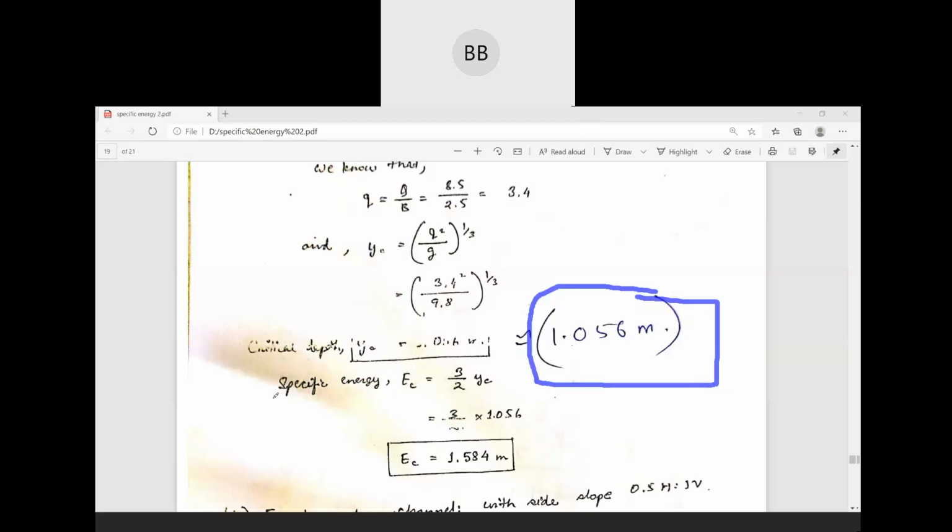Then you find out the specific energy. We all know it's 3 by 2 YC, since we have already derived it. So specific energy at the critical depth is in a relation of 3 by 2: EC is equal to 3 by 2 YC. You substitute the YC value here and find out the EC for rectangular channel.